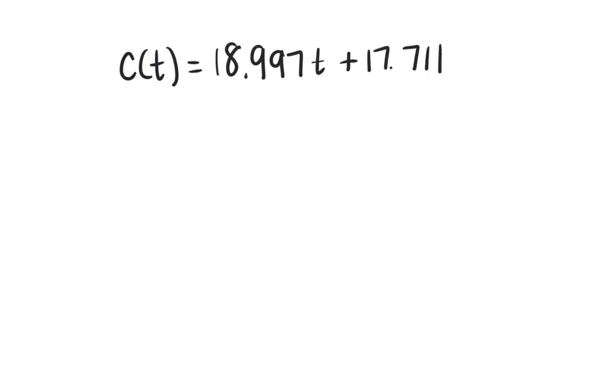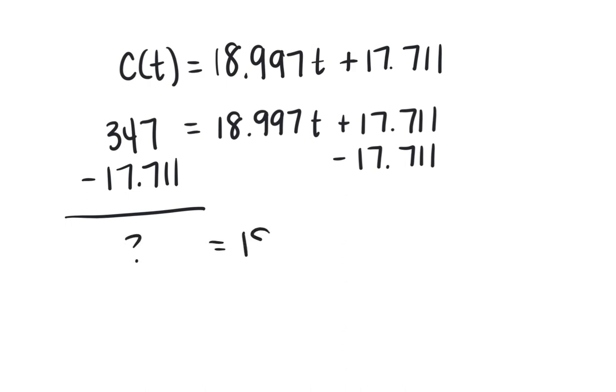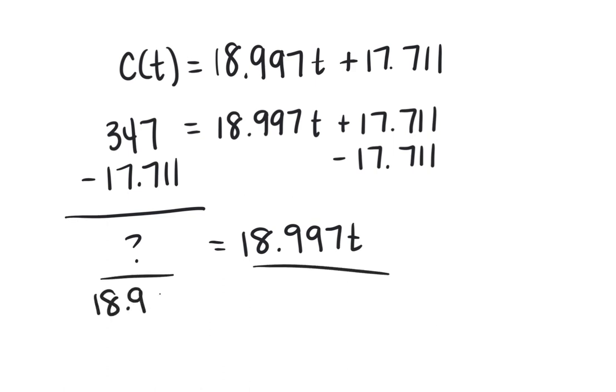And this time we know that we want it to equal 347. What we don't know is what our t is, and we're trying to solve that. So we're solving an equation. We have 17.711, and we subtract that, and you're going to get some number with that calculator. And then whatever number you get, you're going to divide by that 18.997 to solve for t.